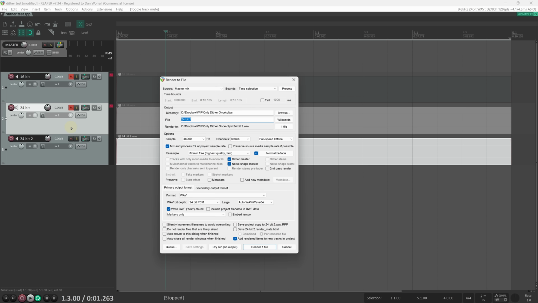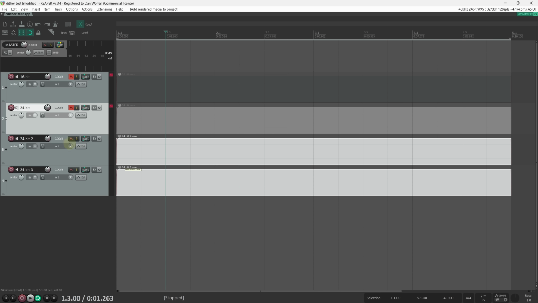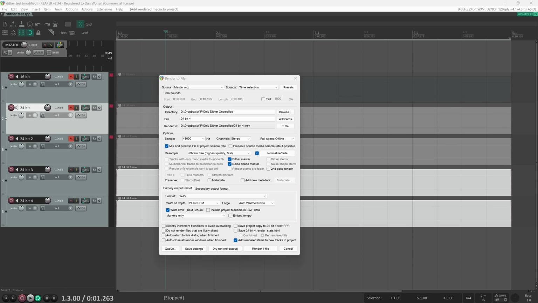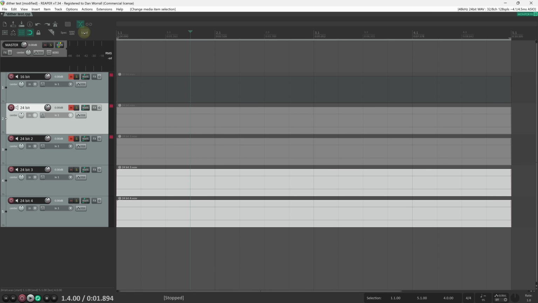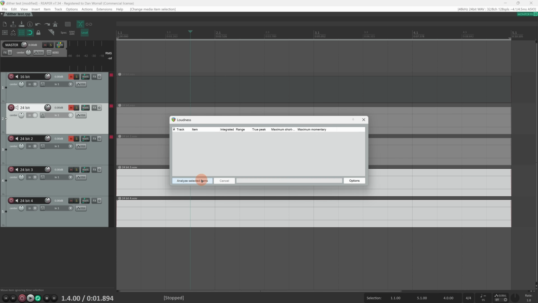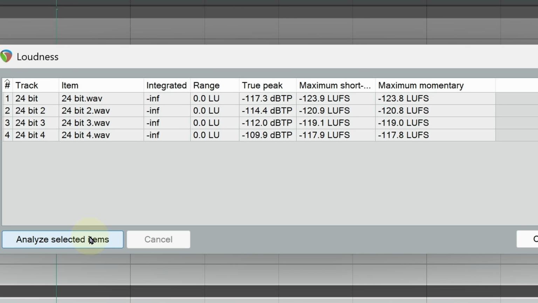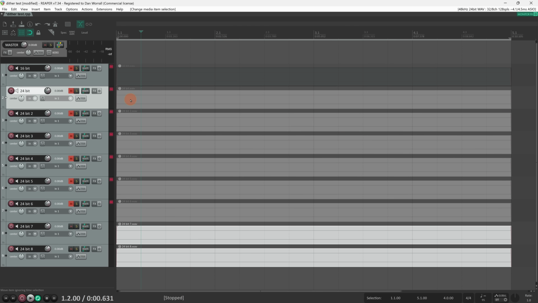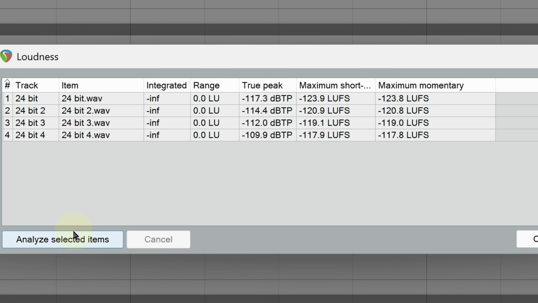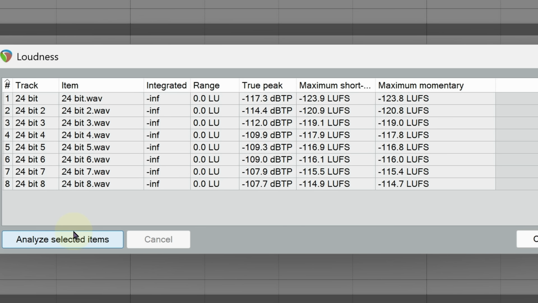Let's try two more. Each time I'm leaving only the most recent render unmuted and adding one more pass of dither noise. Okay, four passes seems to be roughly 6 dB louder than one pass. Maybe we need eight? Well, eight passes is roughly 9 dB louder than one pass. I think it's time for some theory.